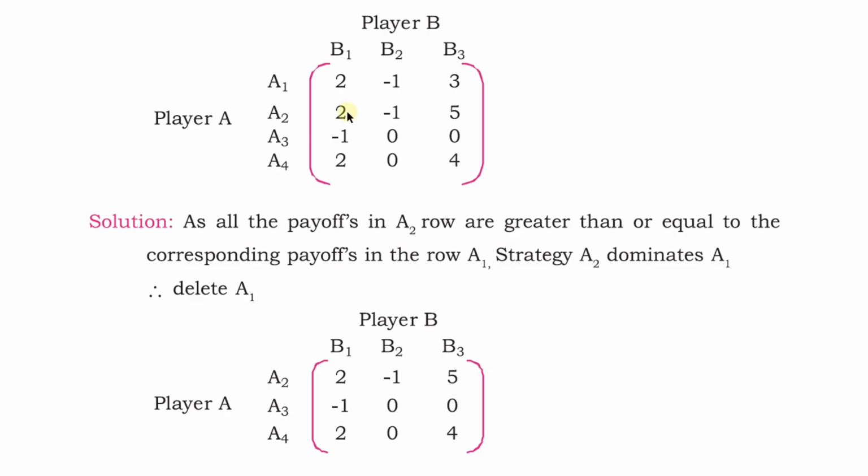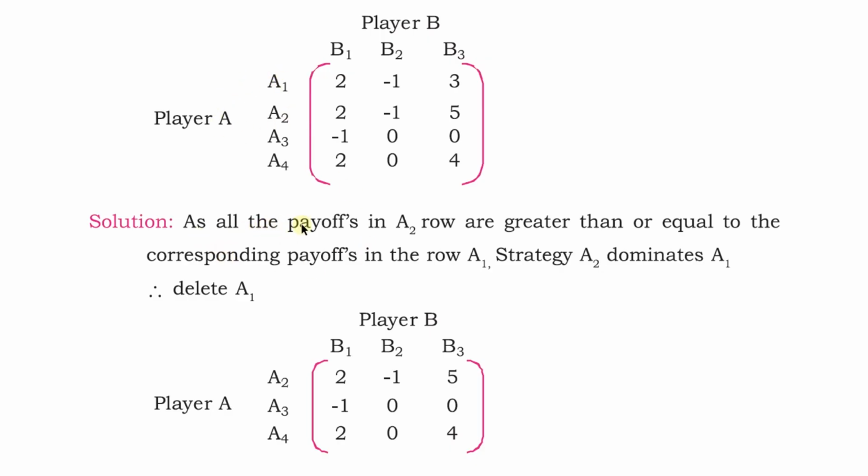Similarly, A2 and A4: 2 and 2 are equal, 5 is greater than 4, that is considered, but -1 is lesser than 0. So A2 cannot dominate A4. Okay. Now let us compare A2 with A1. So 2 is equal to 2, -1 is equal to -1, 5 is greater than 3. Now A2 dominates the strategy A1.